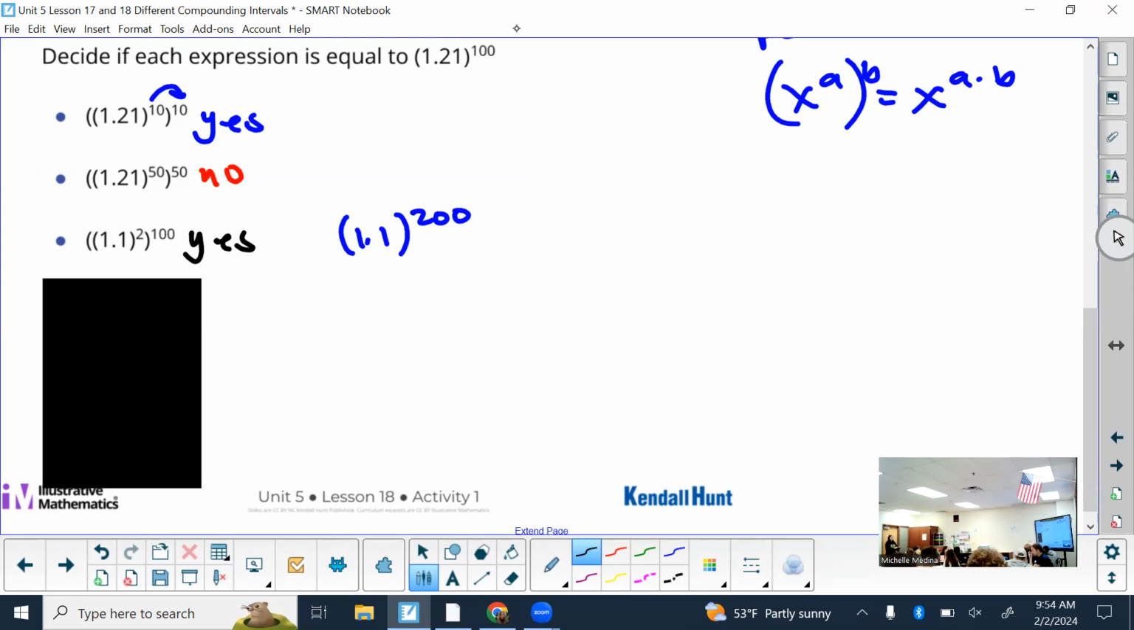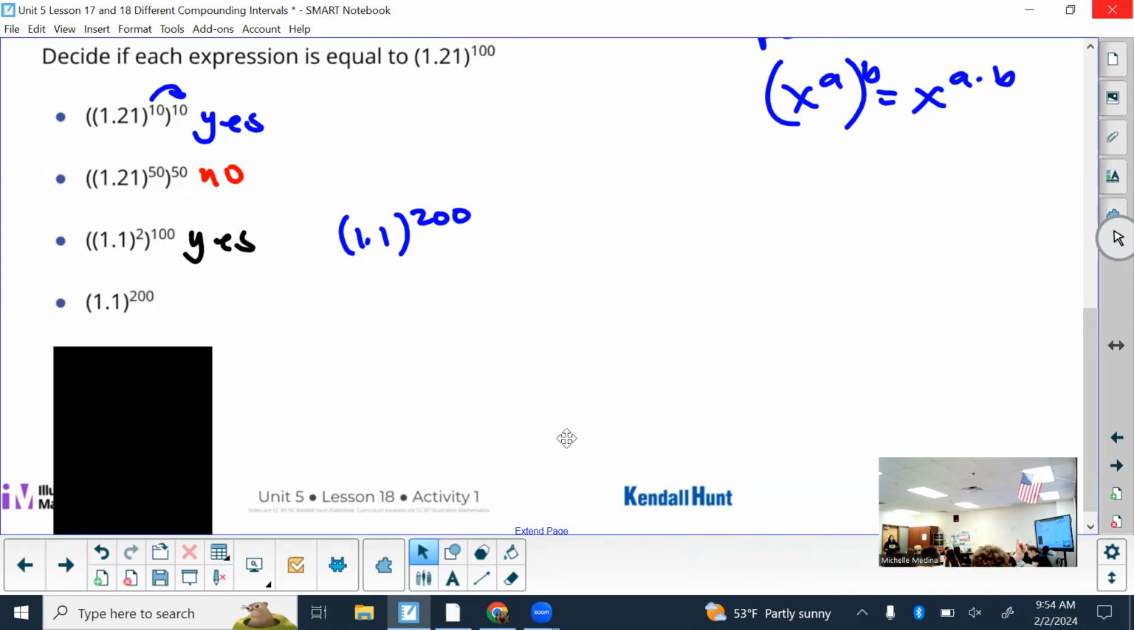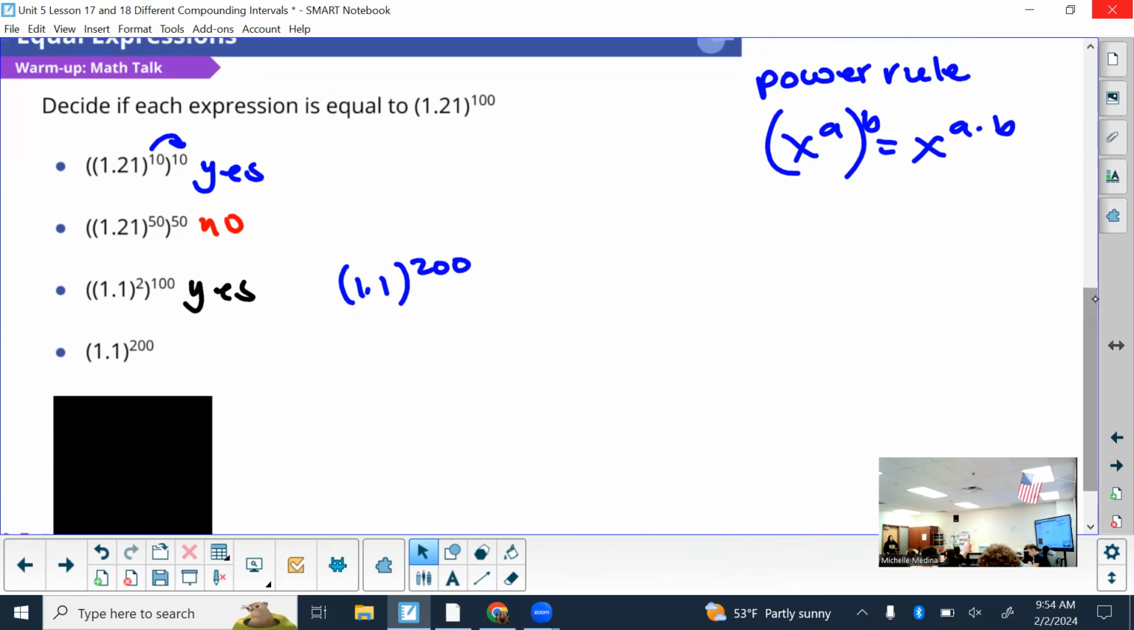So last one for this, is this one equivalent? Have a question? The last one, if you know whether or not it's equivalent, go ahead and put your thumb up. This one, I don't think you should need a calculator for. Okay, why do you think no?